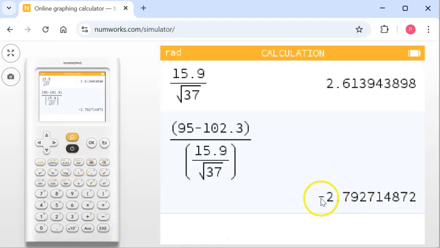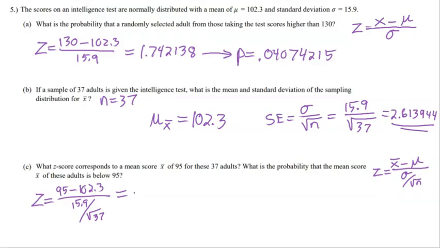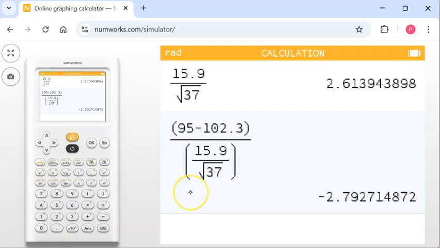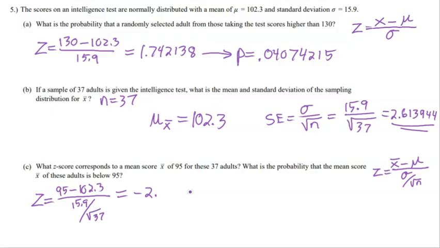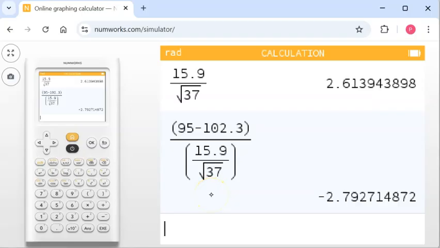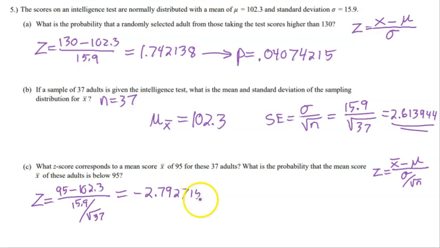And execute, and we get negative 2.79271. This 4, I'm going to make that 4 a 5. So negative 2.792715. All right, that's the z-score. That's what they asked for.